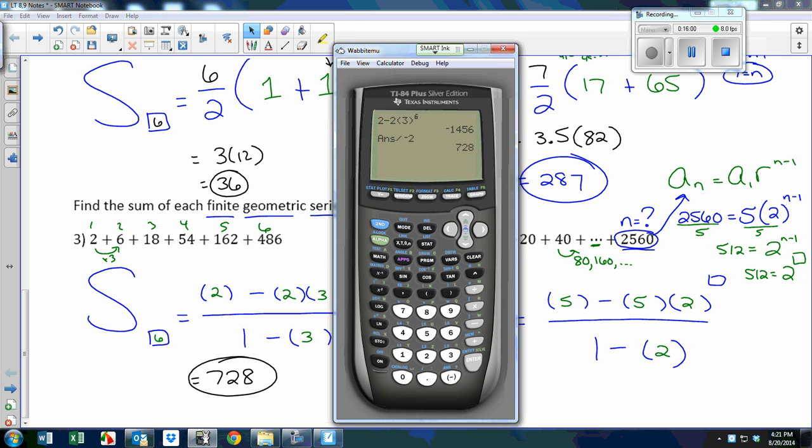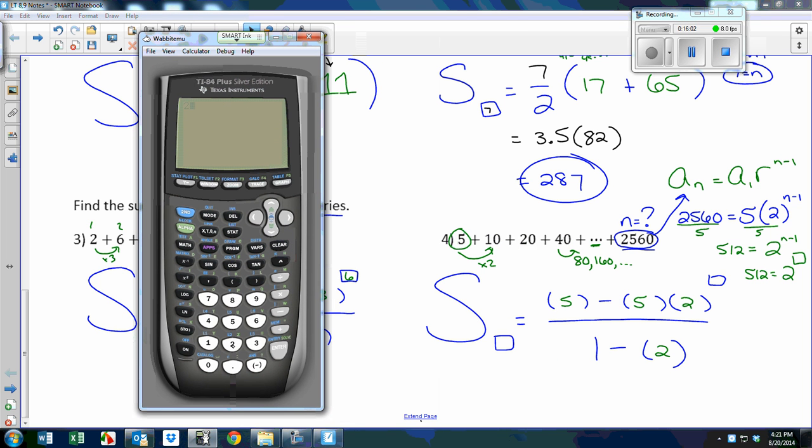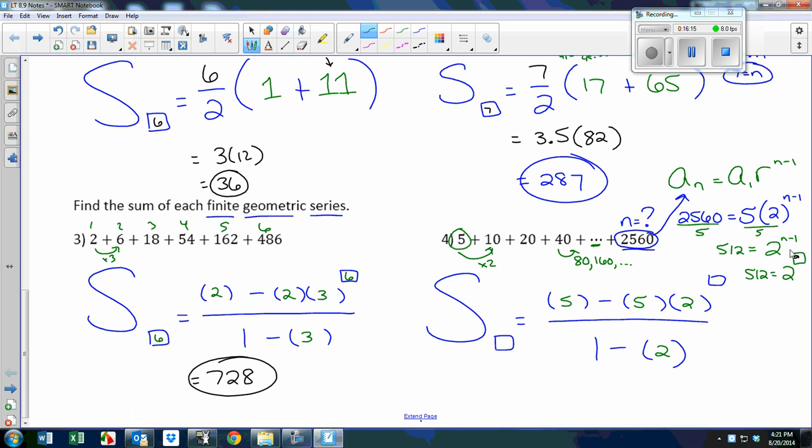And I don't know. Well, we won't know. This one I've worked enough, I know, but I'll try 2 to the 8th. No, too small. So try 2 to the 9th. Yep, 512. 2 to the 9th gives you 512. So the number 9 goes in that exponent.